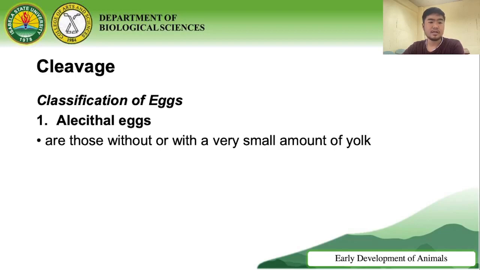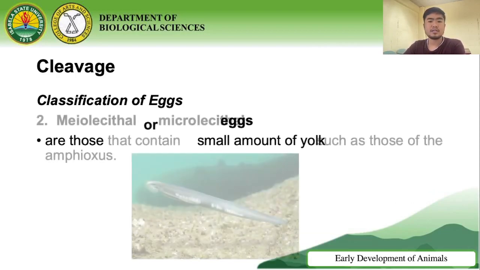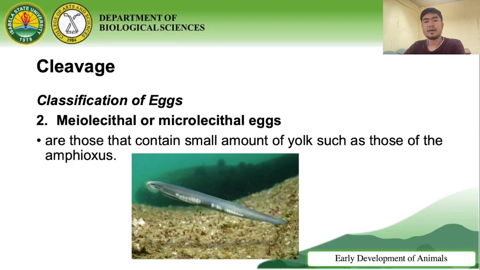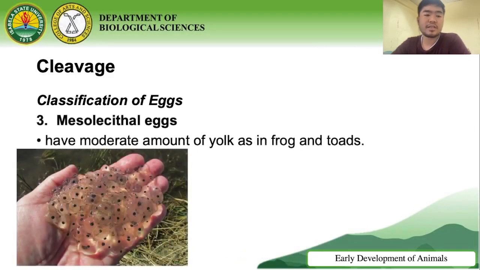Alecytal eggs. Okay, these are those without or with a very small amount of yolk. Okay, so for example, yung humans. Okay, kasi hindi naman natin kailangan ng yolk. Okay, then next is we have the microlecytal. So these eggs contain small amount of yolk such as those of the Amphioxus. Then we have mesolecytal eggs. These eggs have moderate amount of yolk as in frog and toads.